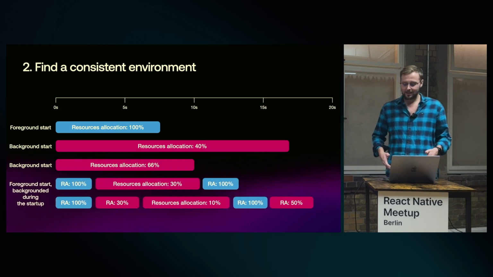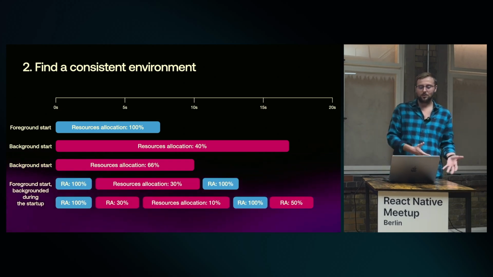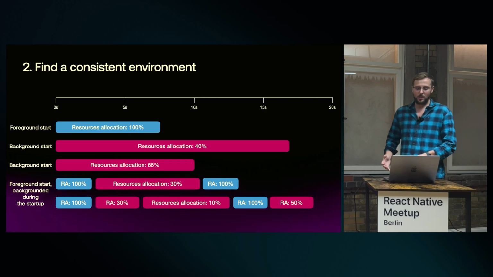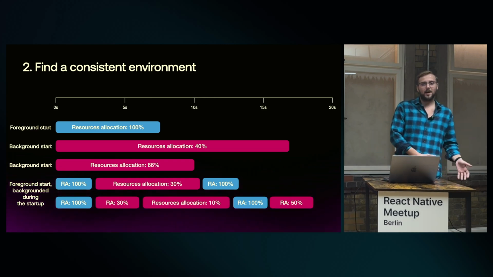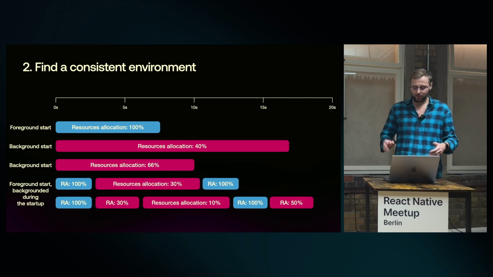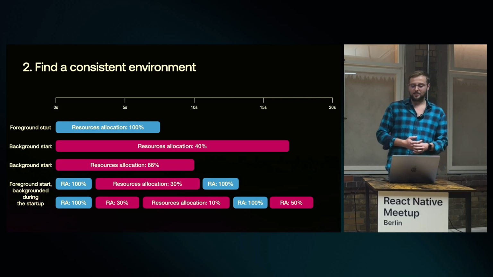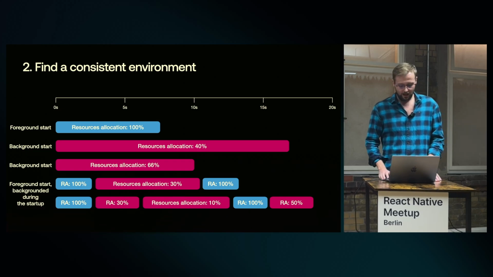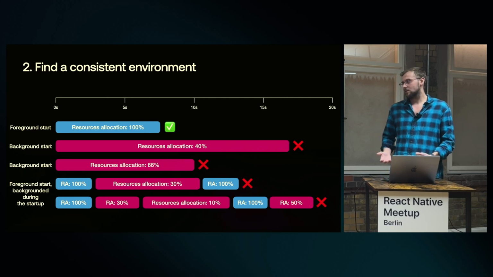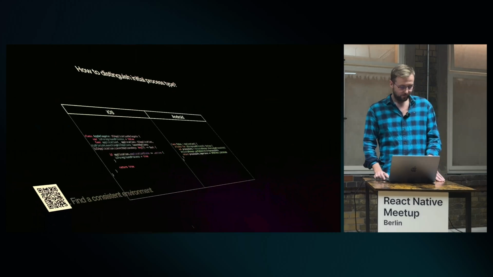And there are also cases where the user might start the app, put it to the background, and put it back to foreground and do whatever with it before it finishes starting. And such cases will also produce indeterministic data and should be excluded from our analysis.